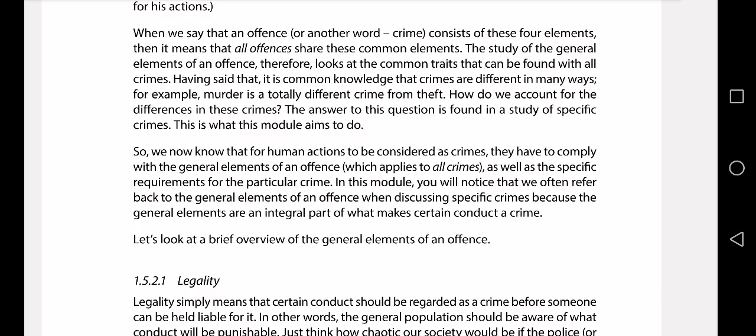For example, murder is a totally different crime from theft. How do we account for the differences in these crimes? The answer to this question is found in a study of specific crimes. This is what this module aims to do.